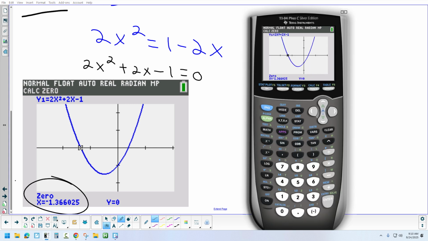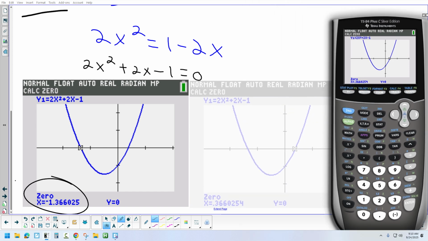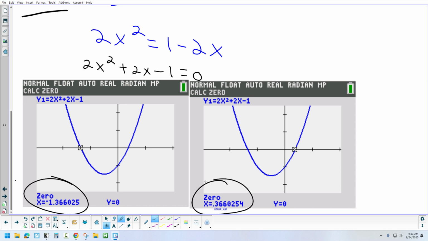Okay, second 0. Repeat the same thing, except this time, focus on the one on the right. So second calc, 0. Move your cursor till it's somewhere to the left. It doesn't have to be too close, it's just somewhere to the left. And somewhere to the right. So now it's got that interval it's going to look in. And again, the guess, you can put it close, but it's not going to really matter. The other answer is 0.37. And that's your other 0.